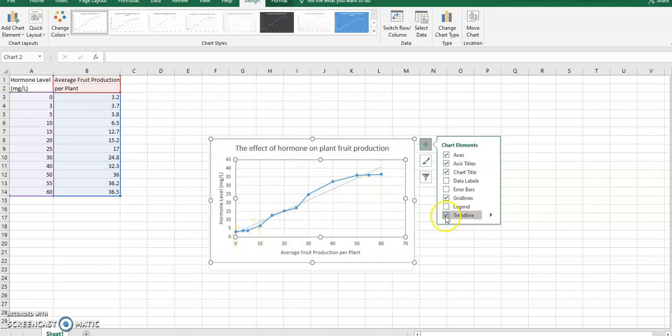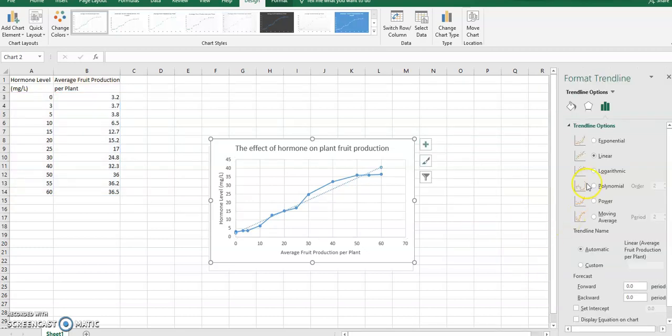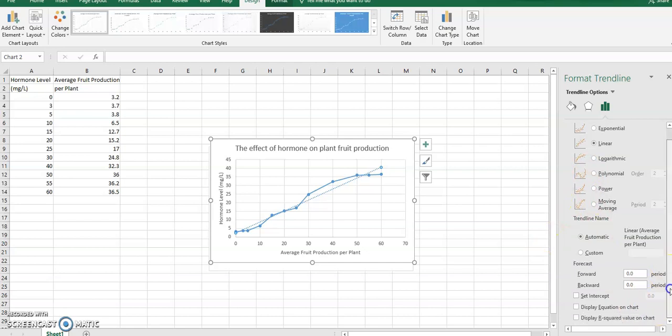Not only that, by clicking here and going to more options, you can also have the equation on the chart, the equation of this trend line. The equation is the mathematical relationship between x and y values. Y equals 0.6372 times x plus the y-intercept, which is 2.3712. So that's the mathematical relationship between x and y values, displayed by this trend line, right?